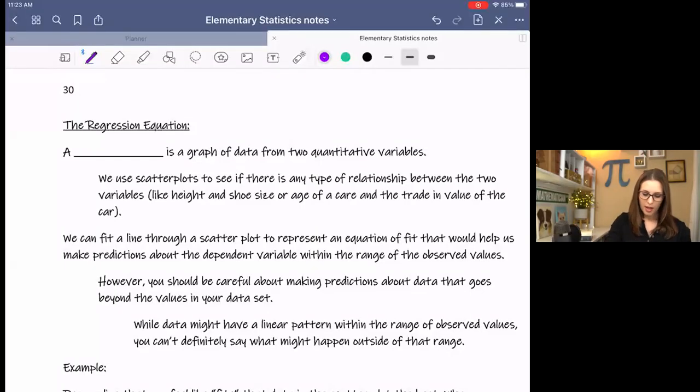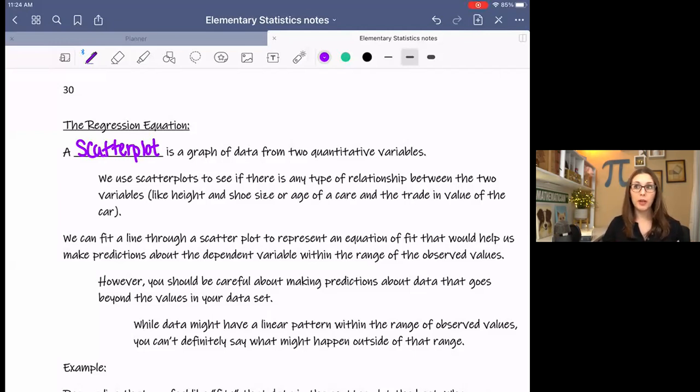In this lesson, I will be going over how to find a linear regression equation using a calculator based on a specific scatter plot of data. A scatter plot is a graph of data from two quantitative variables.